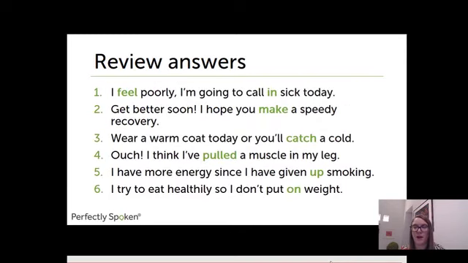Number 1, I feel poorly. I'm going to call in sick today. Number 2, get better soon. I hope you make a speedy recovery. Number 3, wear a warm coat today or you'll catch a cold. Number 4, ouch, I think I've pulled a muscle in my leg. Number 5, I have more energy since I have given up smoking. And number 6, I try to eat healthily so I don't put on weight.